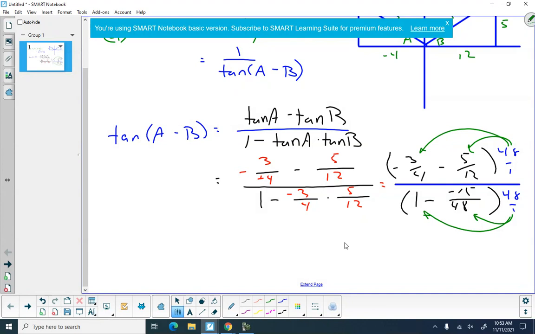So we have negative 3/4 times 48 over 1. The 4 and the 48 cancel to give us 1 and 12. So we have negative 36. Multiplying the 48 over 1 times 5 over 12, we have 1 and we have 4 and then we have 1 there. So we have minus 20, or 4 times 5.